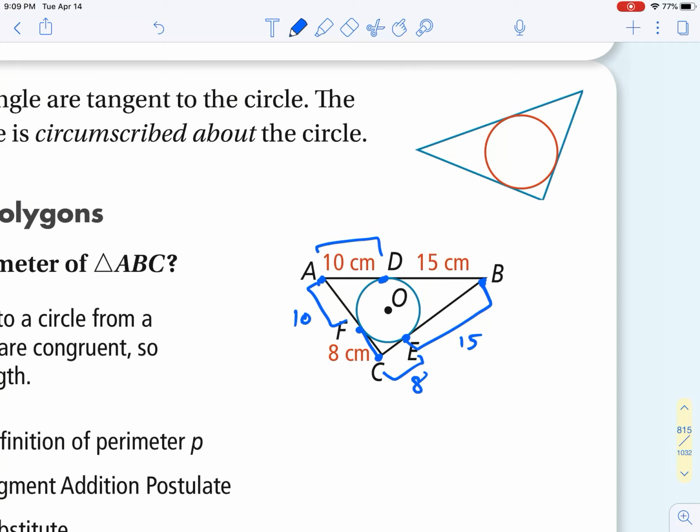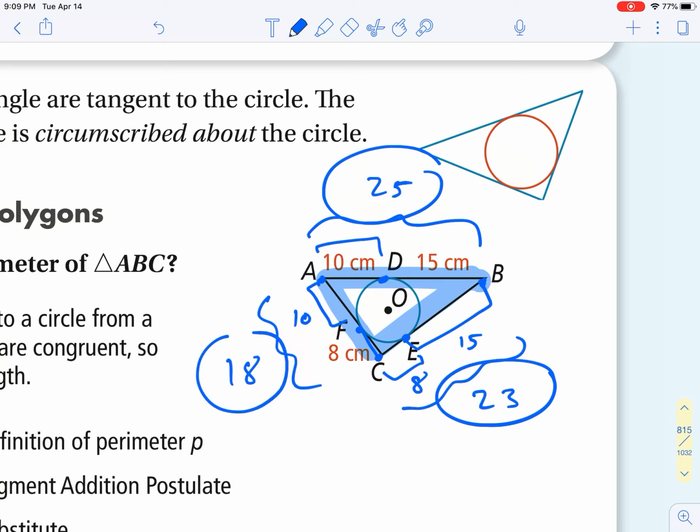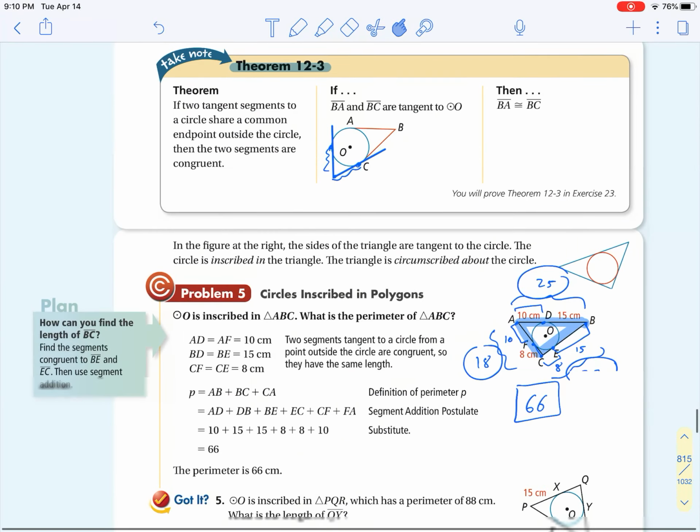The question was simply, what's the perimeter of that triangle? So here's my perimeter, and you're basically going to add up all these pieces. If we take that side, that's 25. That side, that's 18. That side, that's 23. You're simply going to add all those up, which should come out to 66. So play around with that.